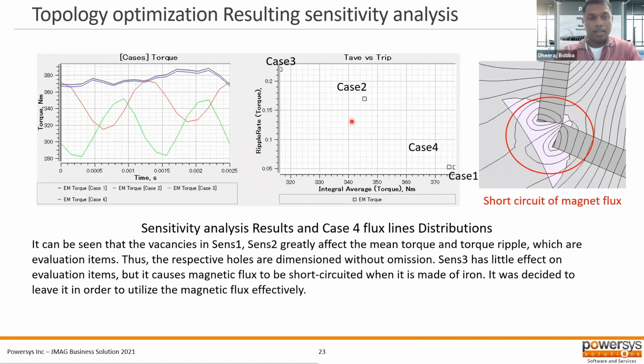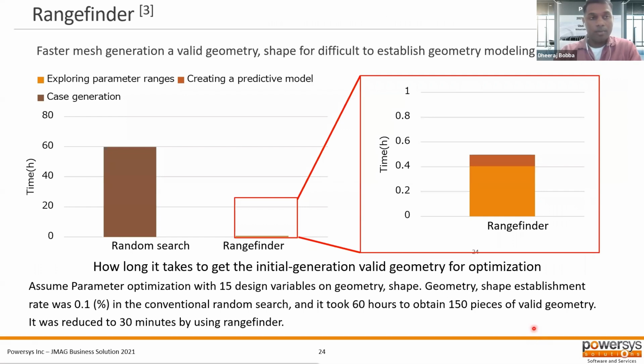It can be seen here that cases sensitivities 1 and 2 greatly affect the mean torque and the torque ripple, but it also causes the magnet flux to be short-circuited when the entire portion is made out of iron. And then we performed the rangefinder analysis. So this is a function that's one of the newer functions added to JMAG.